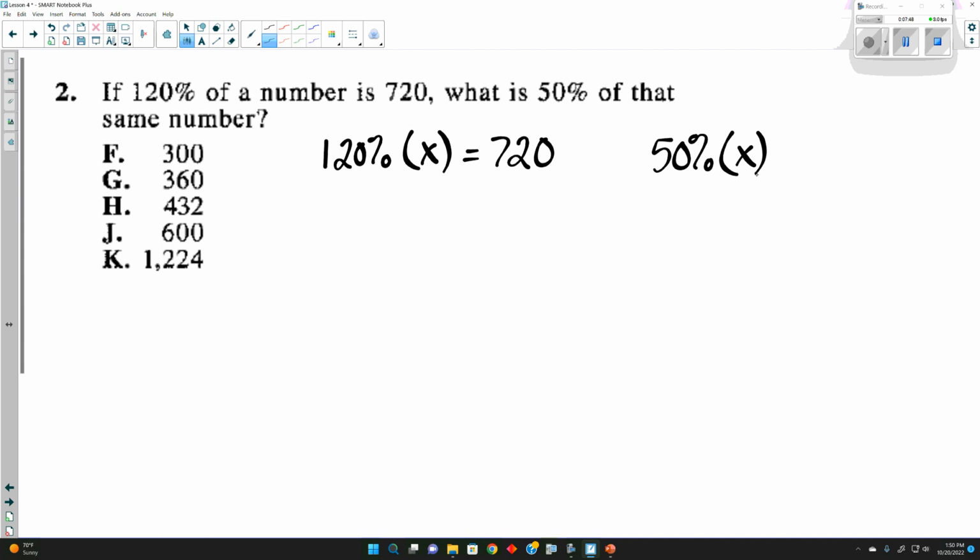So if I take 120% of a number, is it making it bigger or smaller? What's 100% of a number? The whole number, yes? So 120, would it be bigger than it or smaller than it? Bigger, yes? So would we expect taking half, 50% of that number, to be bigger or smaller than 720? Smaller, yes? So would 720 be the answer? Well, no. Would 1,224 be the correct answer? No.